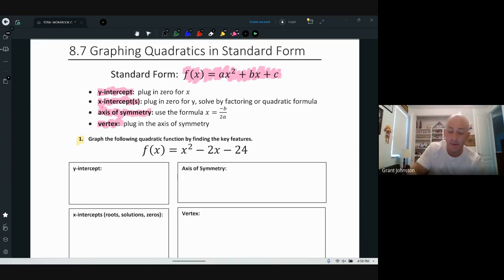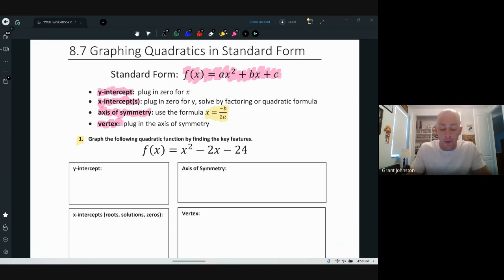The axis of symmetry is an interesting one. It actually has a formula, and that's something you'll have to memorize: negative b over 2a. And to get the vertex off of that, you plug in the axis of symmetry. If I just overloaded your mind by spewing off all those key features, we're going to take it slow, one at a time, and hopefully it'll make more sense.